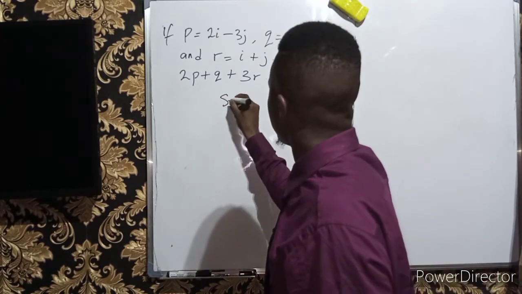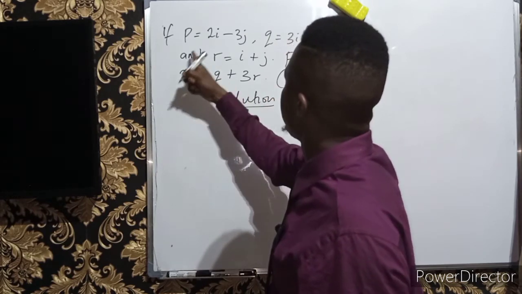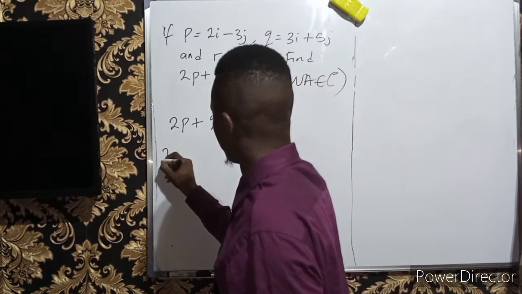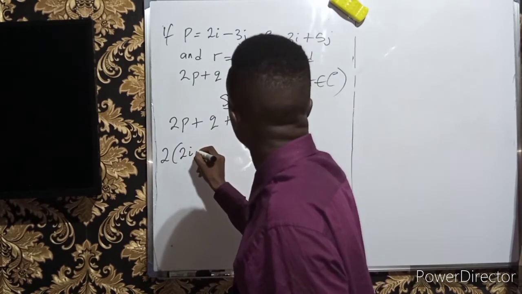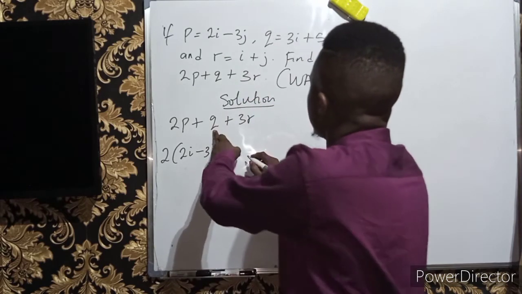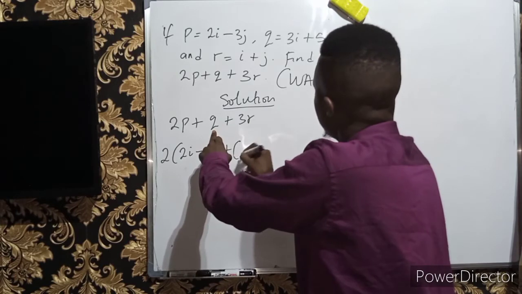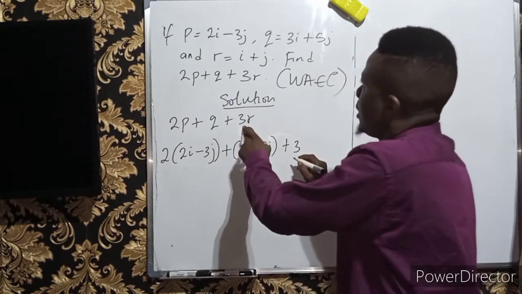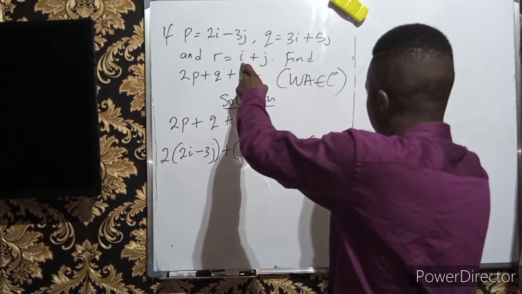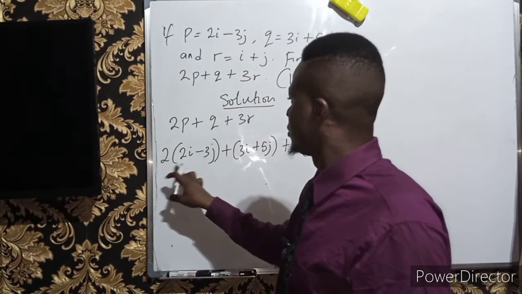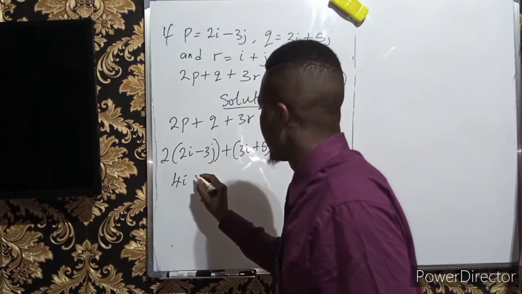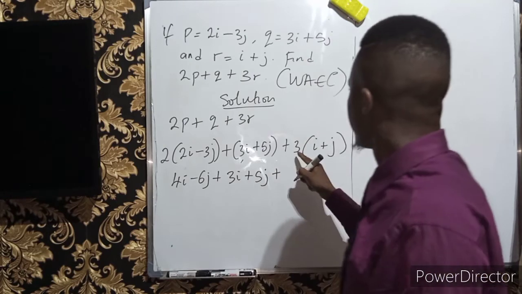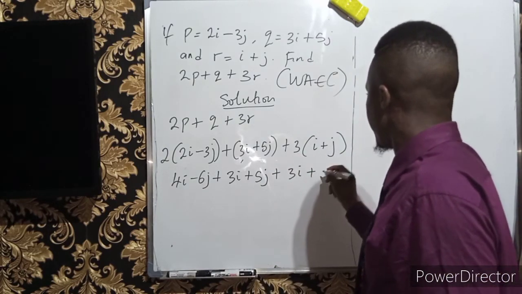Now, to solve this, we are going to first of all find 2P, because we are given 2P plus Q plus 3R. This is 2 multiplying P. My P is 2i minus 3j, then plus Q, just the way it is. My Q is 3i plus 5j, plus 3R, 3 multiplying R, which is i plus j. Now use 2 to open the bracket. We have 2 times 2i is 4i, 2 times minus 3j is minus 6j, plus 3i plus 5j, plus 3 times i is 3i, plus 3 times j is 3j.